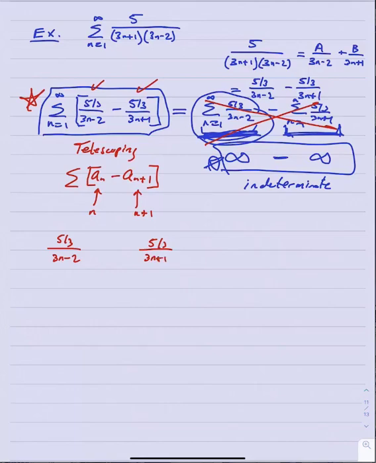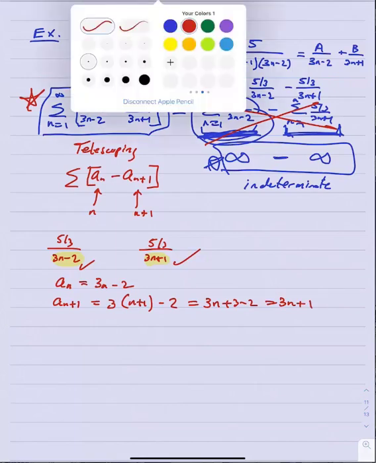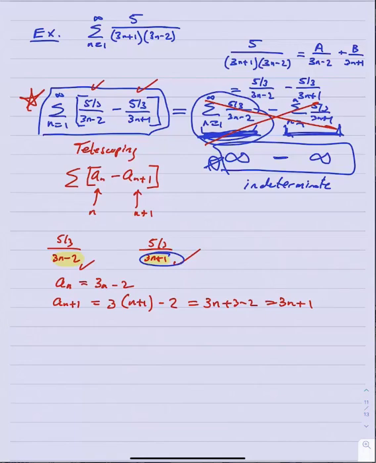Okay, for positive n, which one of these denominators is actually the smaller one? Well, it's this one, which is why I put it first. 3n minus 2 is smaller than 3n plus 1. And in fact, notice, if I called a sub n 3n minus 2, what would a sub n plus 1 be? It would be 3 times n plus 1 minus 2, which would be 3n plus 3 minus 2, which would be 3n plus 1, which is what you have right here. So actually, if a sub n is 5/3 over 3n minus 2, then a sub n plus 1 is exactly 5/3 over 3n plus 1, which means this series we're working on is really a pure telescoping series.